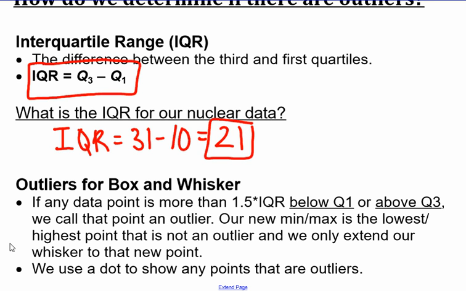Using the interquartile range, I can now define the rule that statisticians use for determining an outlier. So an outlier is any data point that is more than 1.5 interquartile ranges below quartile 1 or more than 1.5 interquartile ranges above quartile 3. We call that point an outlier. Our new minimum and maximum is the lowest or highest point that is not an outlier, and we only extend our whisker to that new point. We use a dot to show any points that are outliers.